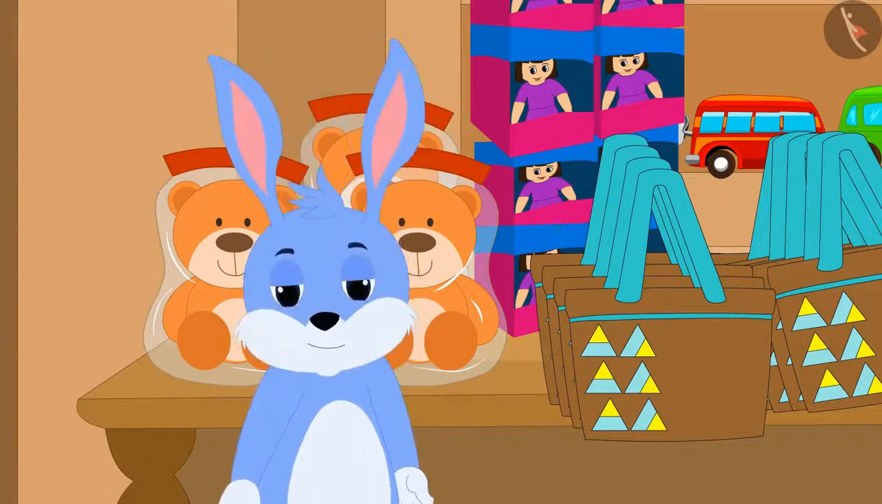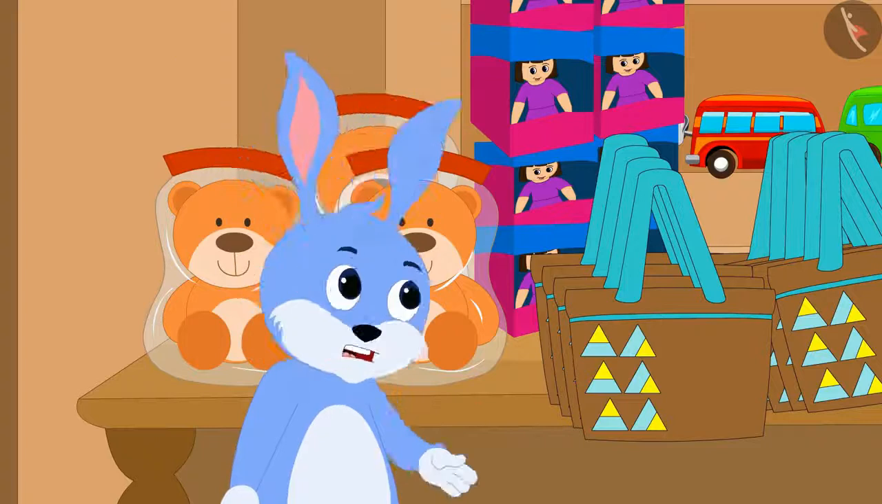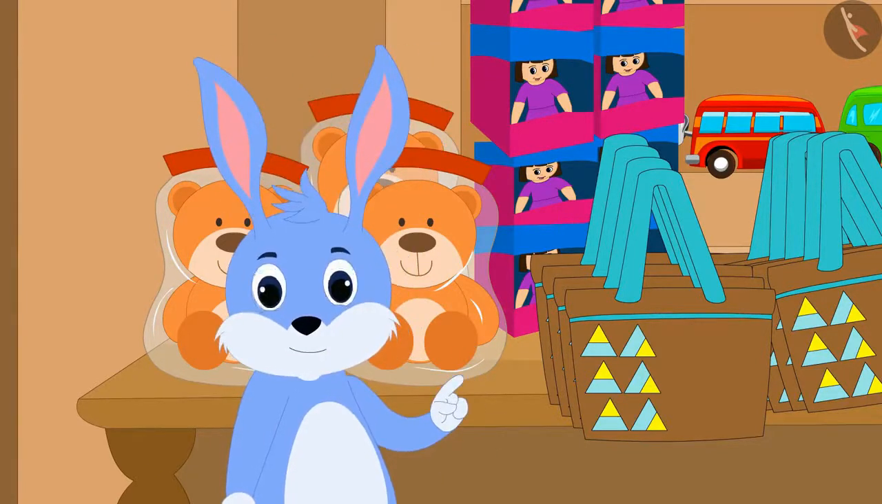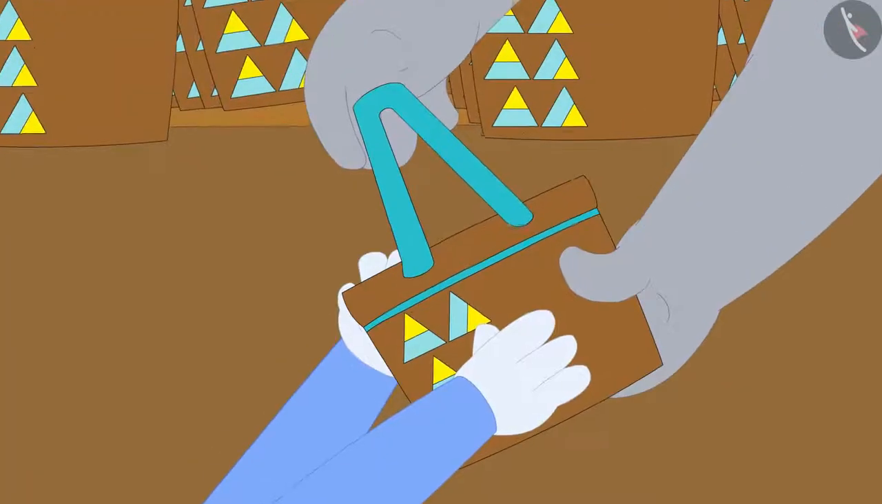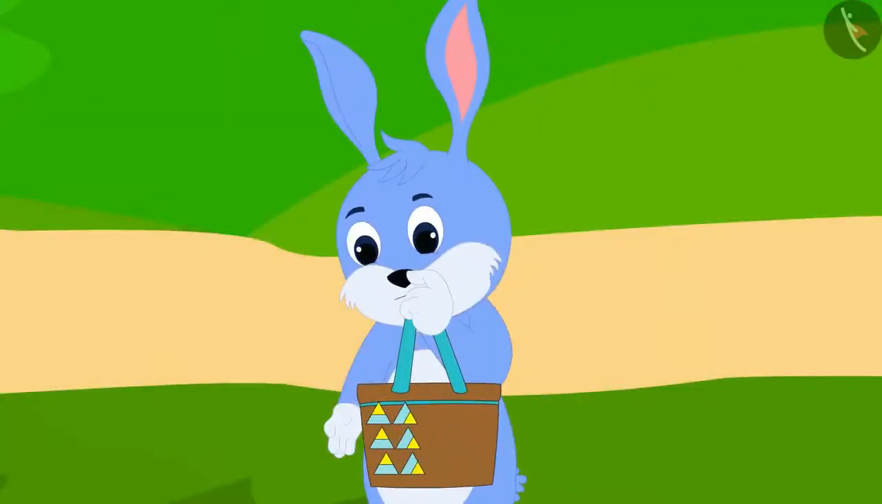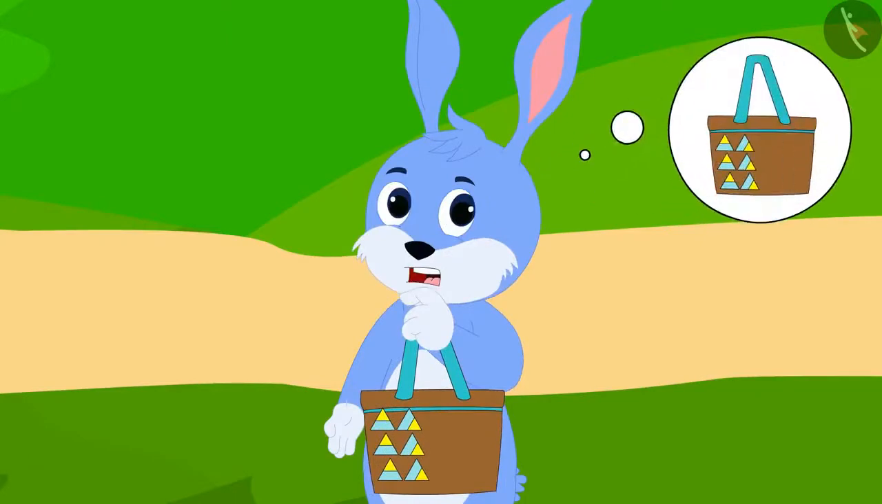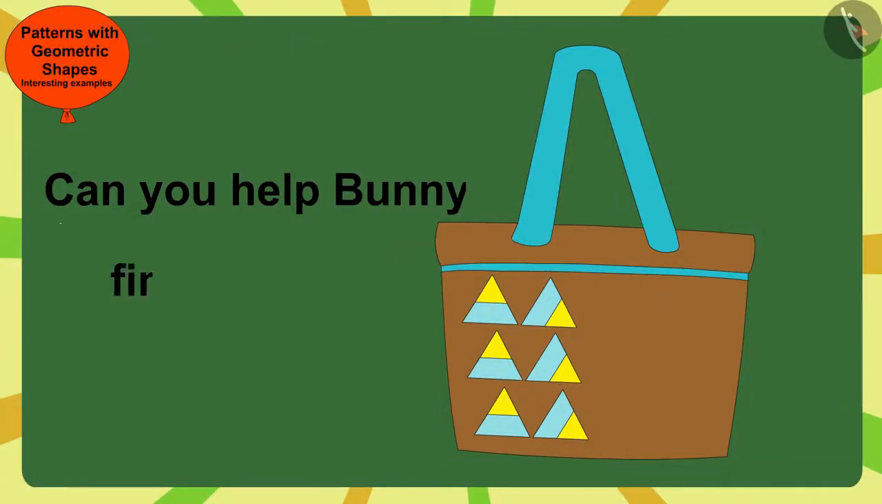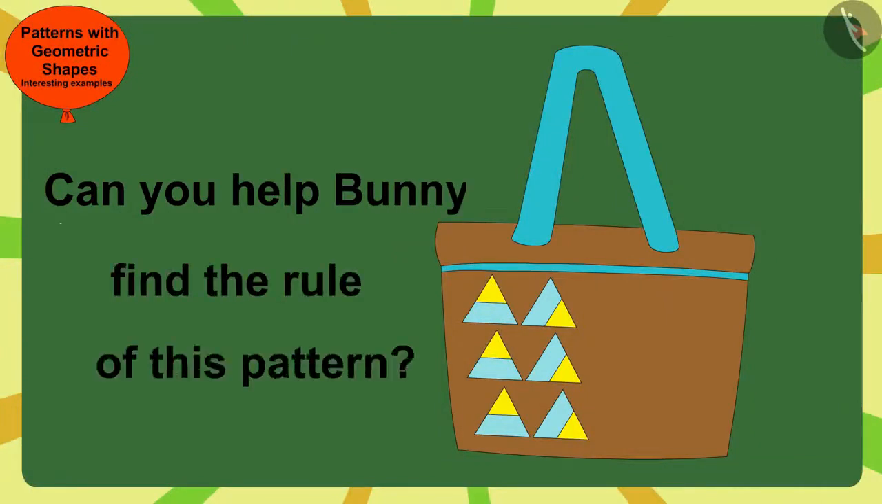But Bunny finds this pattern incomplete. If I carry this pattern further, this bag will look more beautiful. Thinking that, Bunny bought a bag of this pattern from Gaggu and returned to his house. What rules has Gaggu used to make this pattern? Bunny is thinking. Children, can you help Bunny find the rule of this pattern? If you want, you can find a solution by stopping the video.